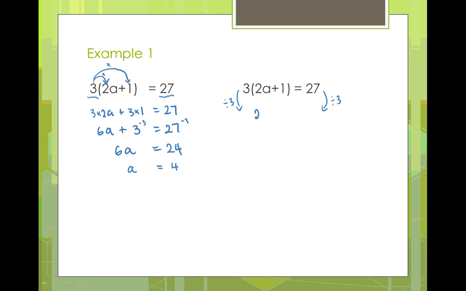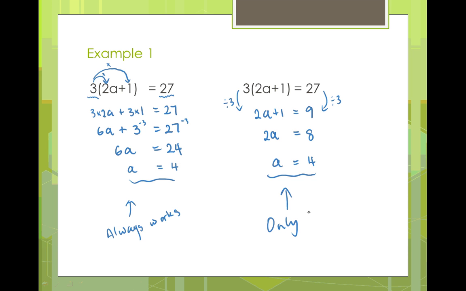What I end up with now is just 2a plus 1 equals 9. Now again I'm going to go ahead and solve this using equivalent equations. So 2a must have been equal to 8, and therefore a must have been equal to 4. Now in both cases we've got the same answer. You might like one particular method over another method. Just note this method over here always works, and the method on the right hand side only works if there's some factors.